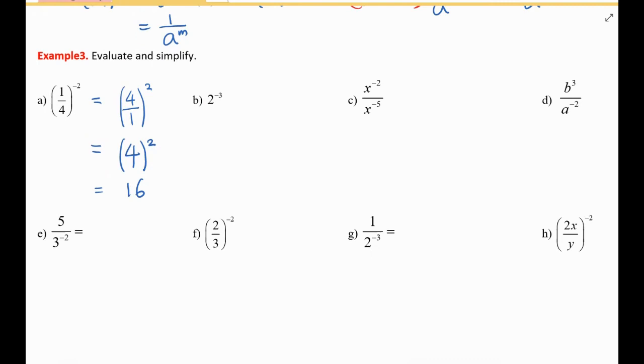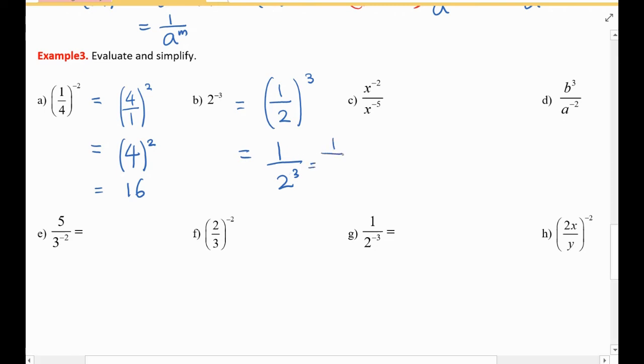Alright, did you guys pause the video and try those questions? Let's go over it together. So I have 2 as a base, and let's flip the base, 1 over 2 to the power of positive 3. Flip the base and make the exponent positive. Then everyone, 1 cubed and 2 cubed. 1 cubed is always 1. And what is 2 cubed? That is 1 over 8. Alright?